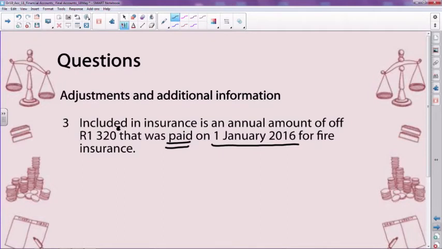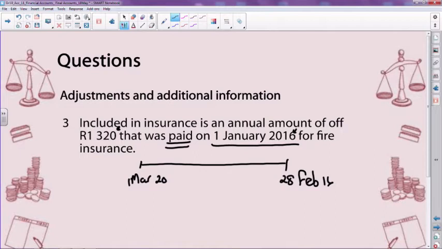Okay guys, so let's look at this adjustment again. Included in insurance is an annual amount of 1,320 that was paid on 1 January 2016 for fire insurance. So therefore, I have a new date. So again, write a timeline, draw it nicely. It's 28 February 2016. Next day again, the 1st of March 2016. But now, when did I pay? I paid here, which is the 1st of Jan 2016.